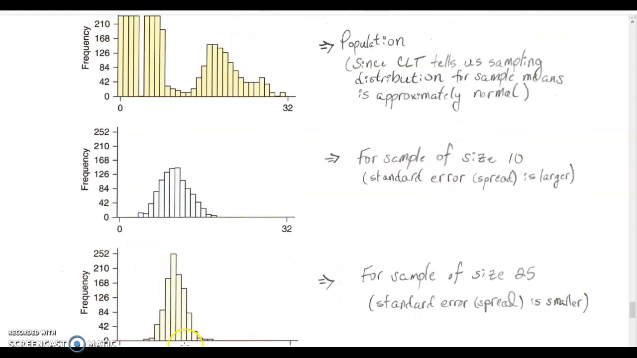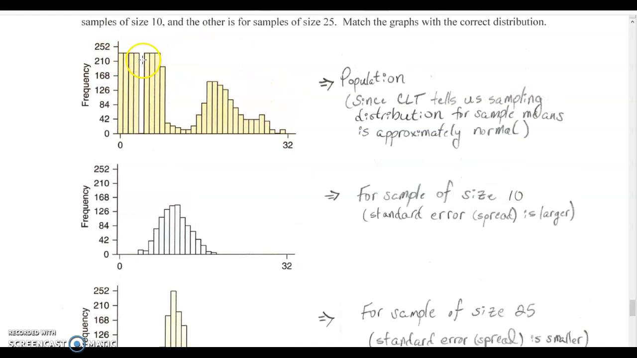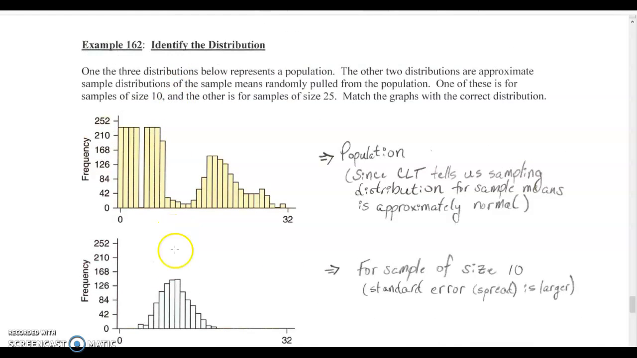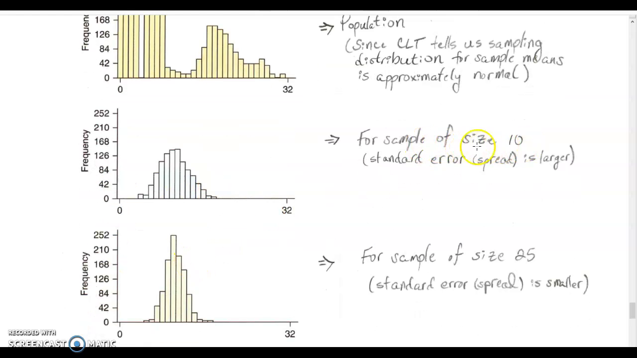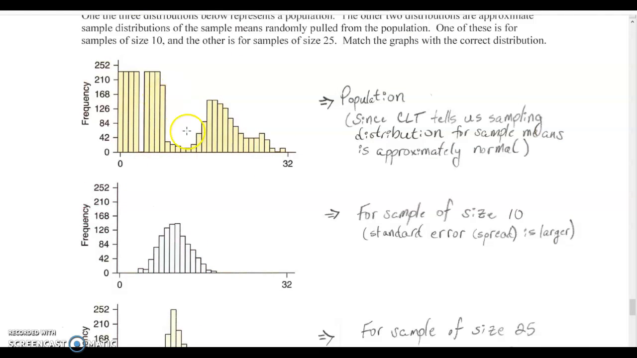So first of all, one that doesn't look symmetric is this guy. So this has to be the population, because we know that when we pull sample means, we're at least going to get something pretty symmetric, even if our sample size is small, like a sample of size 10. It's not quite normal, looks like maybe a little skewed to the right, but it's still symmetric-looking. This one is not at all. So that indicates to us that we're talking about the population.